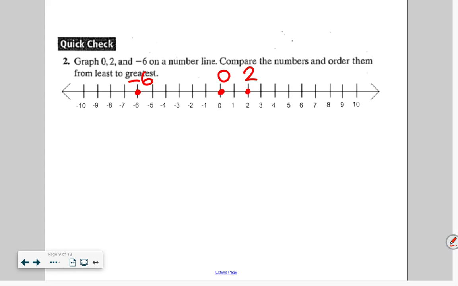Okay? Now, we are supposed to put the numbers from least to greatest. According to that number line, which one of those numbers is the smallest? In the middle? 0. And the largest? 2. Correct. -6, 0, 2.